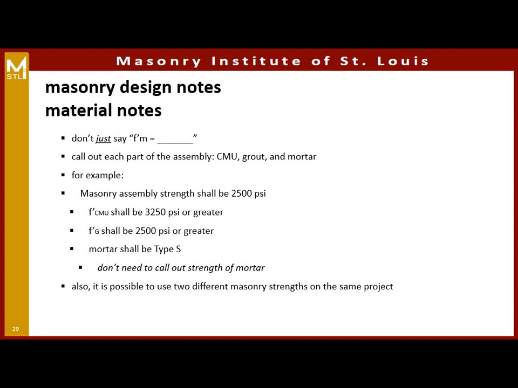It is possible to have two different F prime M's on the same project. I don't know how common it is, but I think we've all seen projects with different concrete strengths on the same project. So maybe, for example, if we had a project where our masonry shear walls are our lateral system, we might need a higher F prime M there. And then if we had a lot of masonry partition walls, we could just go with a more typical F prime M value for those and make more efficient use of our materials.